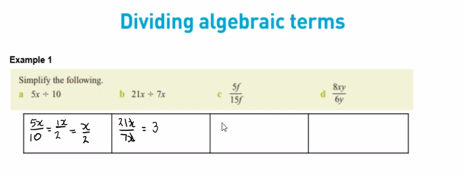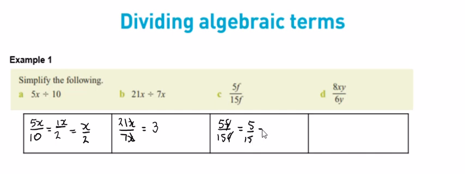Now, let's do C. So it's already written as a fraction. So we've got 5f over 15f. Let's deal with the letters. F divided by f, something divided by itself, cancels. So I'm going to put a line through them like this. I'm going to rewrite this as 5 over 15.